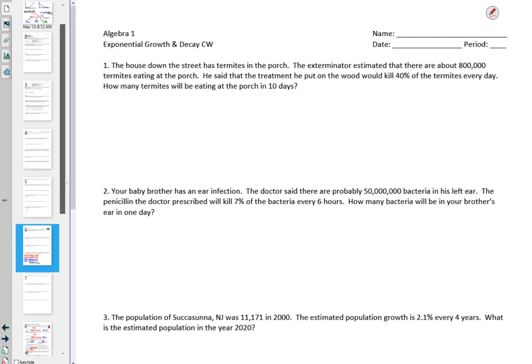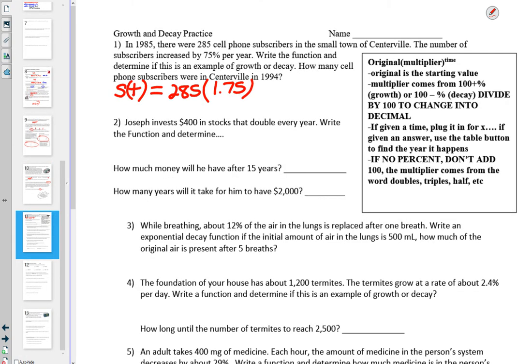Everybody loves cell phones, especially on trade deadline Thursday.